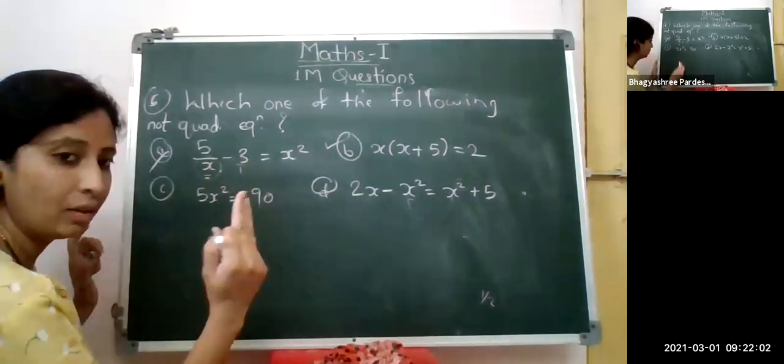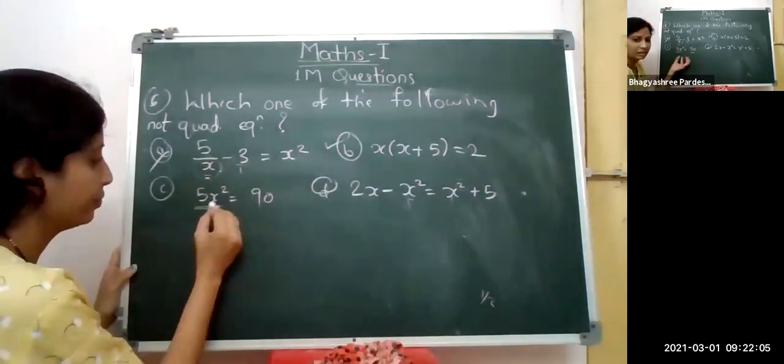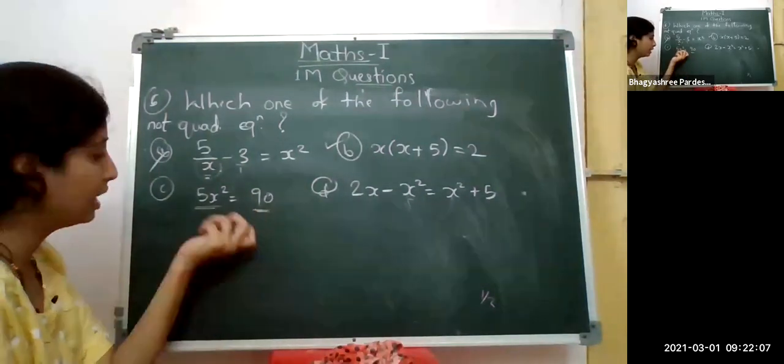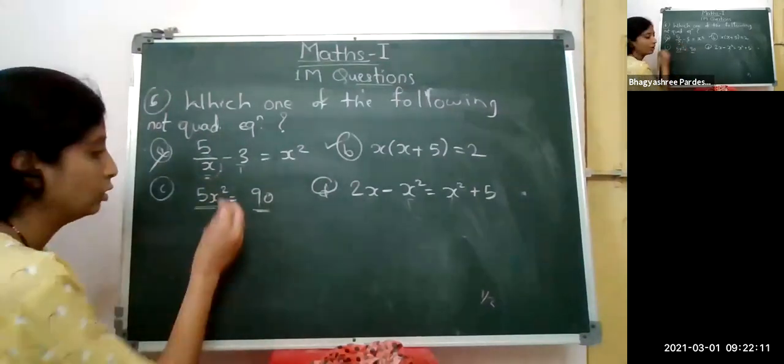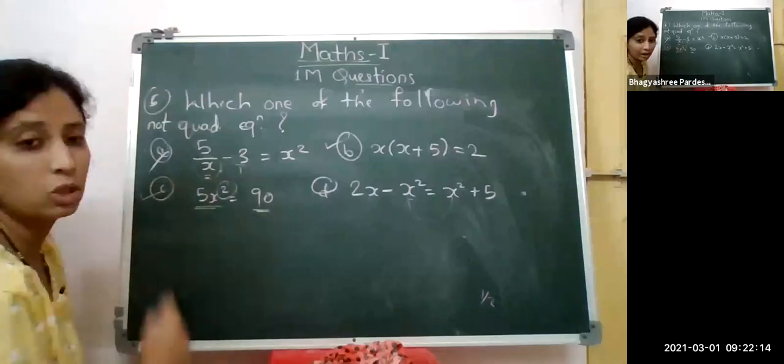And second thing, we have to simplify that first. Now here no need to simplify. Directly we are getting 5x square is equals to 90. No other x is here. So highest power of x is 2. So therefore this is also a quadratic equation.